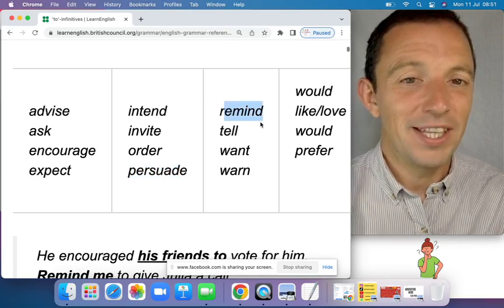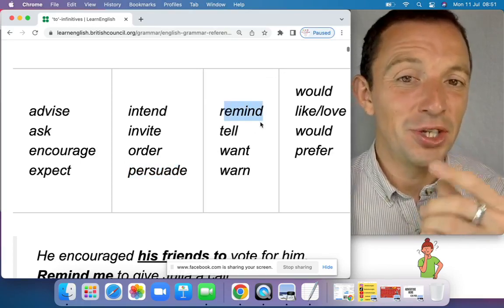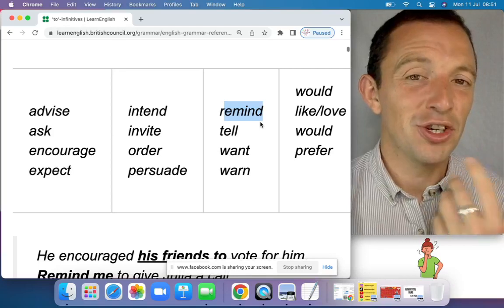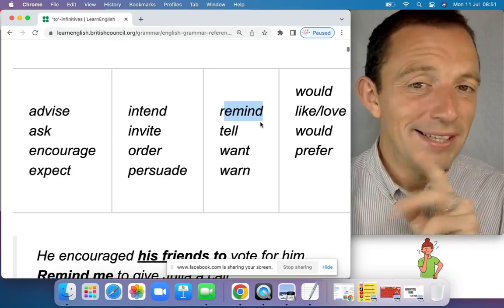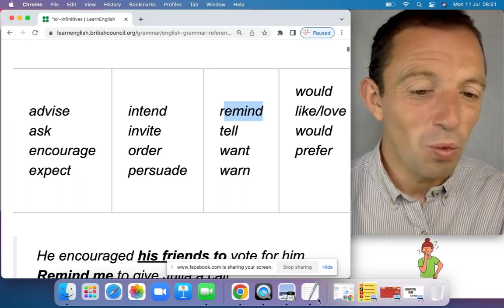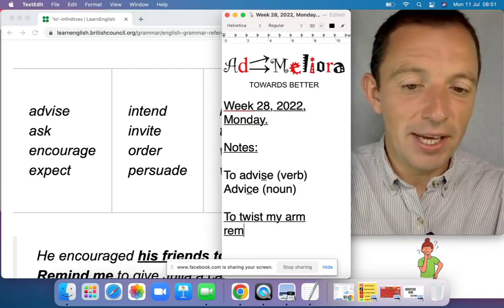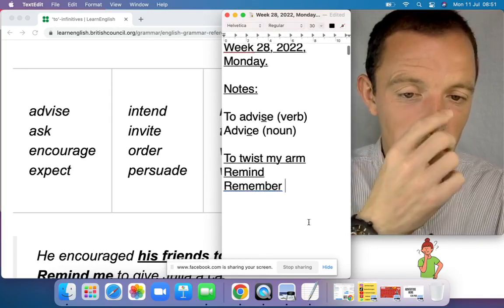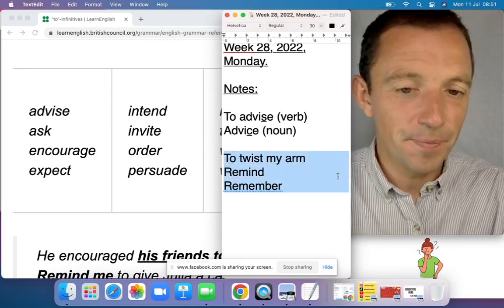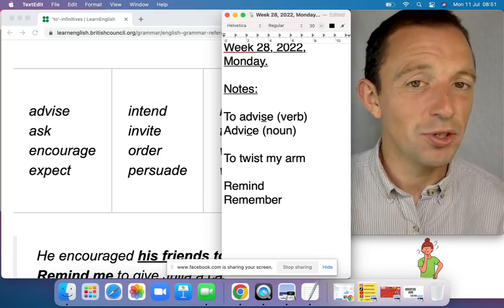Remind with the direct object: remind me, remind you, remind him, remind her, remind us. There is a very important difference between remind and remember. So what is the difference between remind and remember? This is very important because it's a typical confusion.